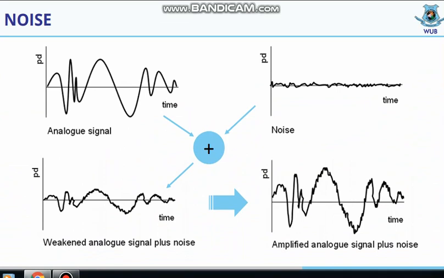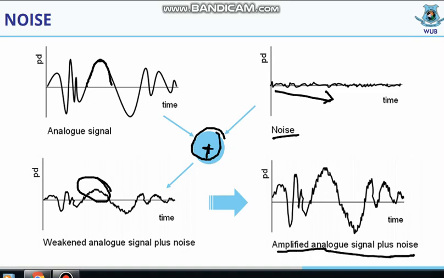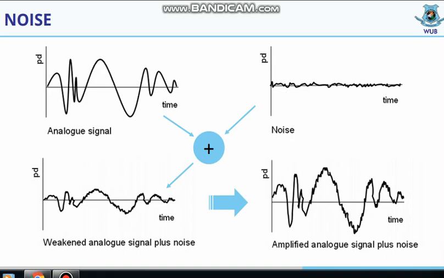Here you can see an analog signal, and a weakened analog signal plus noise. Noise distorts the amplitude of the signal, which is called attenuation. There is a noise that is very curly and random. After adding the two, we get this. If we amplify this analog signal plus noise, we get this, but there are some distortions. So noise distorts the signals like that. It mainly harms the amplitude.